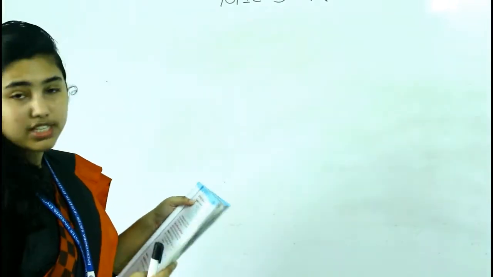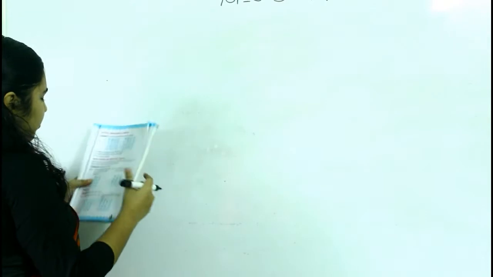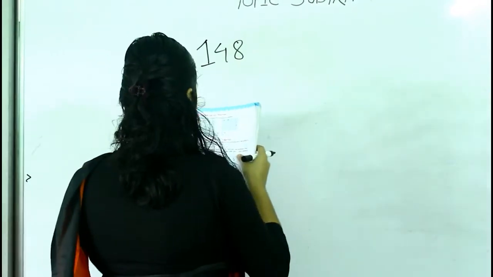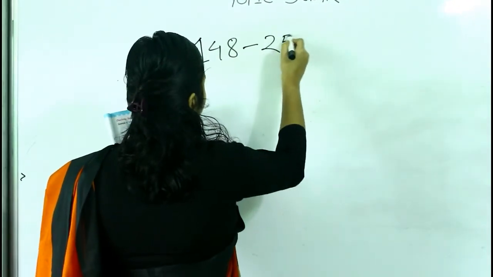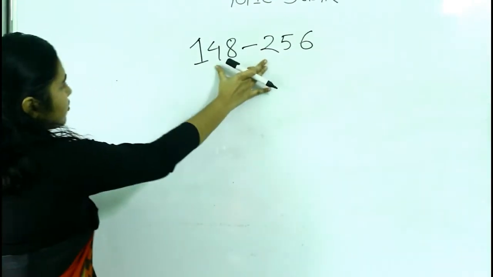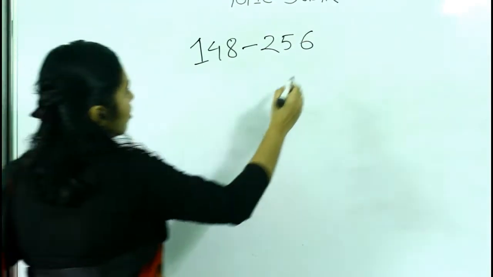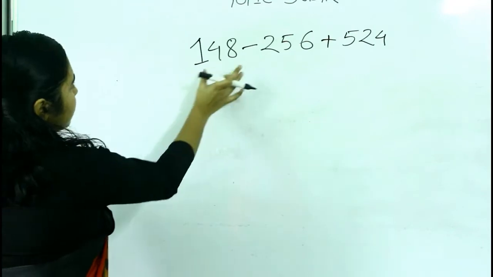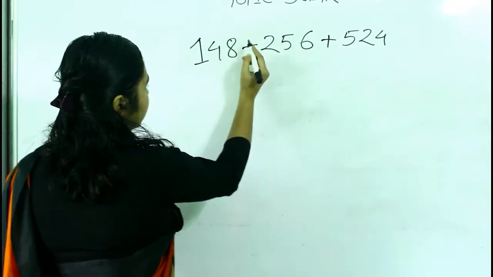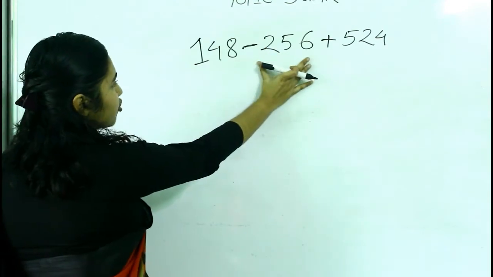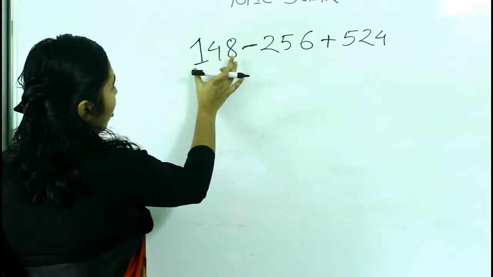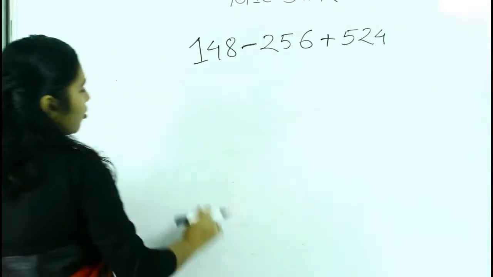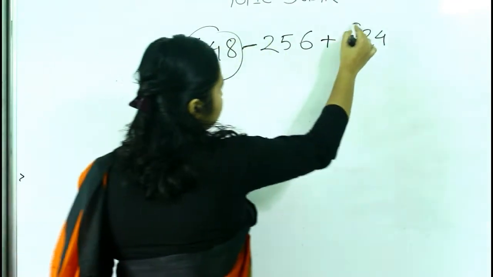Next we have to check the subtraction by addition. That means suppose you have 148 minus 256. Subtract plus 5 to 4. Now this sign is negative, that means we have to subtract 256 from the addition of 148 and 524. So first add these two numbers.